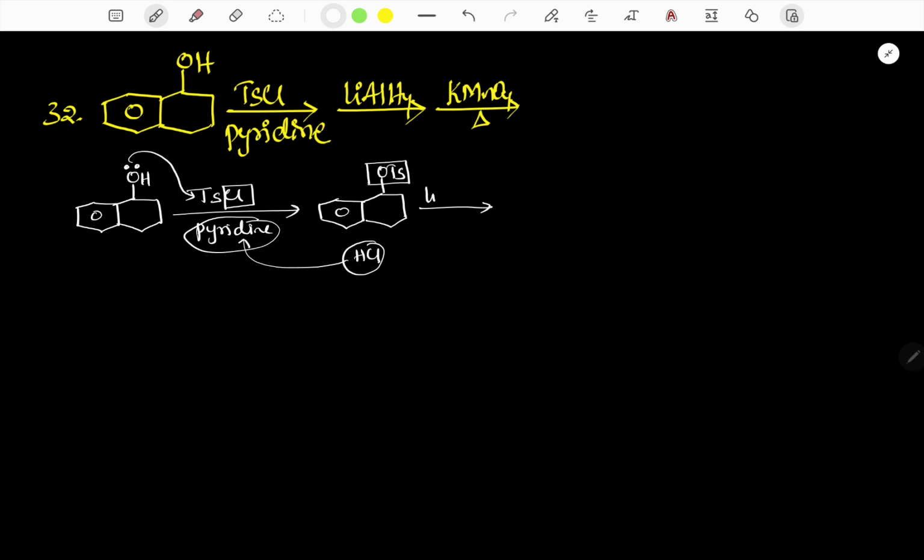Now it is treated with the strong reducing agent lithium aluminum hydride. So here we have H minus and here we have a good leaving group. Therefore SN2 type of reaction takes place. So the nucleophile attacks and the leaving group leaves, and finally it gives the corresponding product like this. It is an SN2 reaction. Now it is treated with KMnO4.